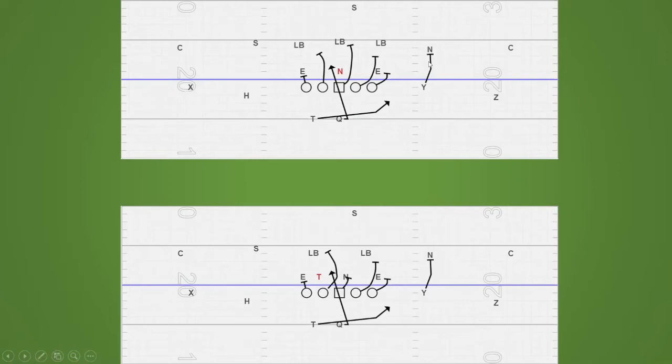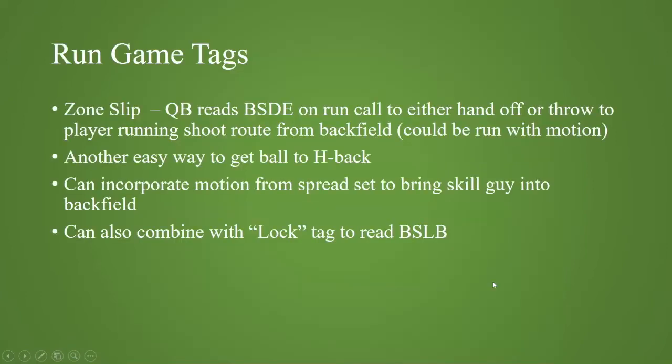And again, everybody is running outside zone, except for your two backside guys. Okay, zone slip. This is another one I like. I'd really like this play from Auburn. I think it's who I first saw run it. Zone slip. So basically on this, the quarterback's going to be reading the backside defensive end.